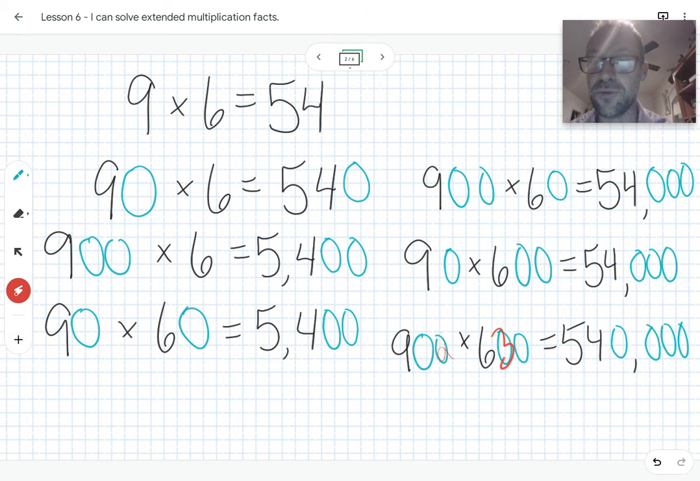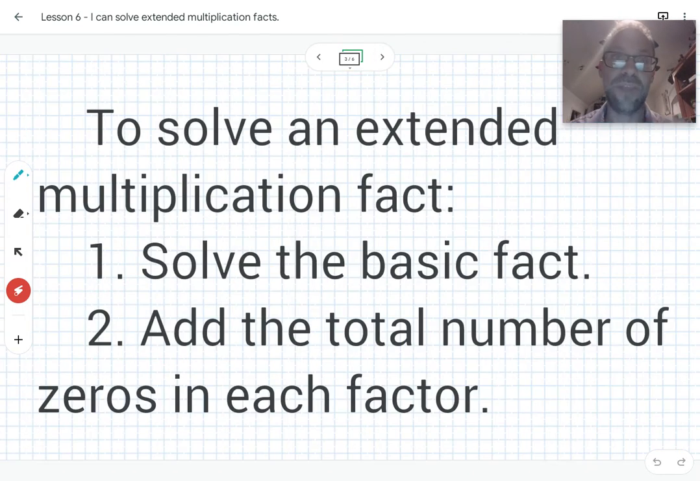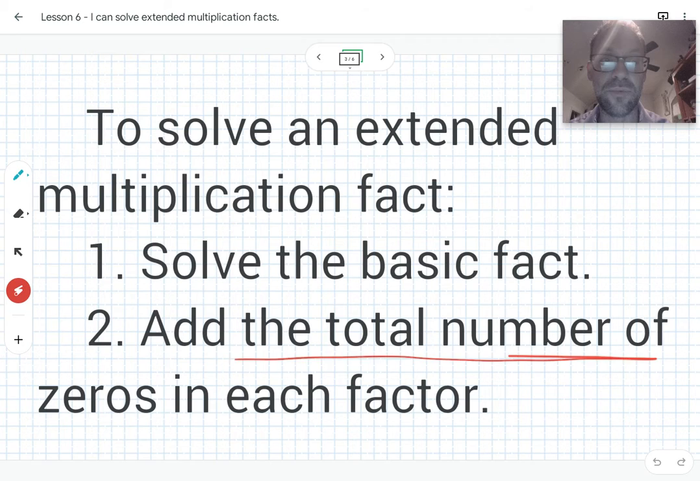1, 2, 3, 4 zeros in the factors. 900 times 600. 4 zeros. 1, 2, 3, 4 zeros in the product. So what does this teach us? Well, to solve an extended multiplication fact, first, solve the basic fact. That's 9 times 6 is 54, okay, in our last example. Then, second, add the total number of zeros in each factor and put them into your product.